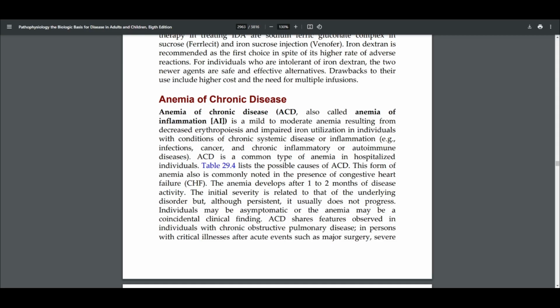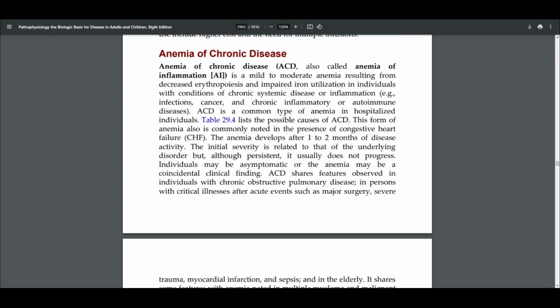The anemia develops after 1 to 2 months of disease activity. The initial severity is related to that of the underlying disorder, but although persistent, it usually does not progress. Individuals may be asymptomatic, or the anemia may be a coincidental clinical finding.